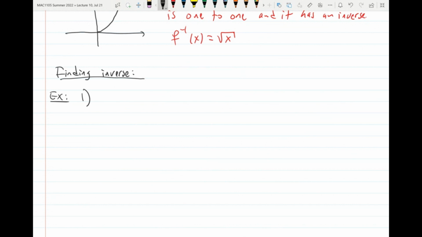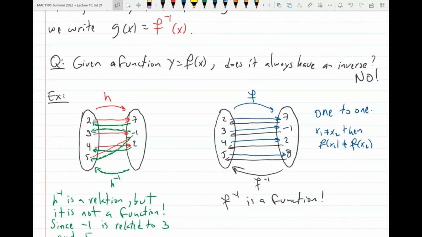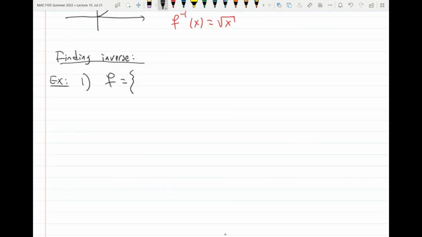Number one, we had a function that was 1-to-1, and instead of writing the picture, I'm going to write it as a set of ordered pairs. So it's this function f: (2,7), (3,-1), (4,2), and (5,8). Remember, functions are relations, and they may show up as a set of ordered pairs.